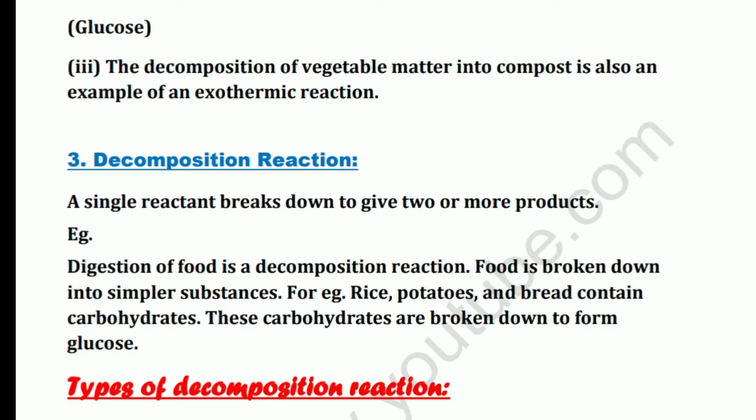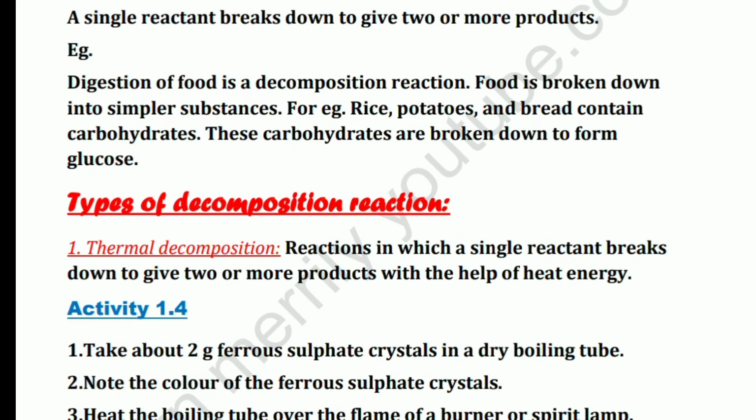Decomposition reactions always need energy in some form, be it heat, light or electricity, to take place. And that is why we can consider them generally endothermic in nature. And as we saw in our previous videos also, combination reactions were generally exothermic, like burning of coal. It's an exothermic reaction, but it is also a combination reaction. So this is why we call decomposition reactions opposites of combination reactions.